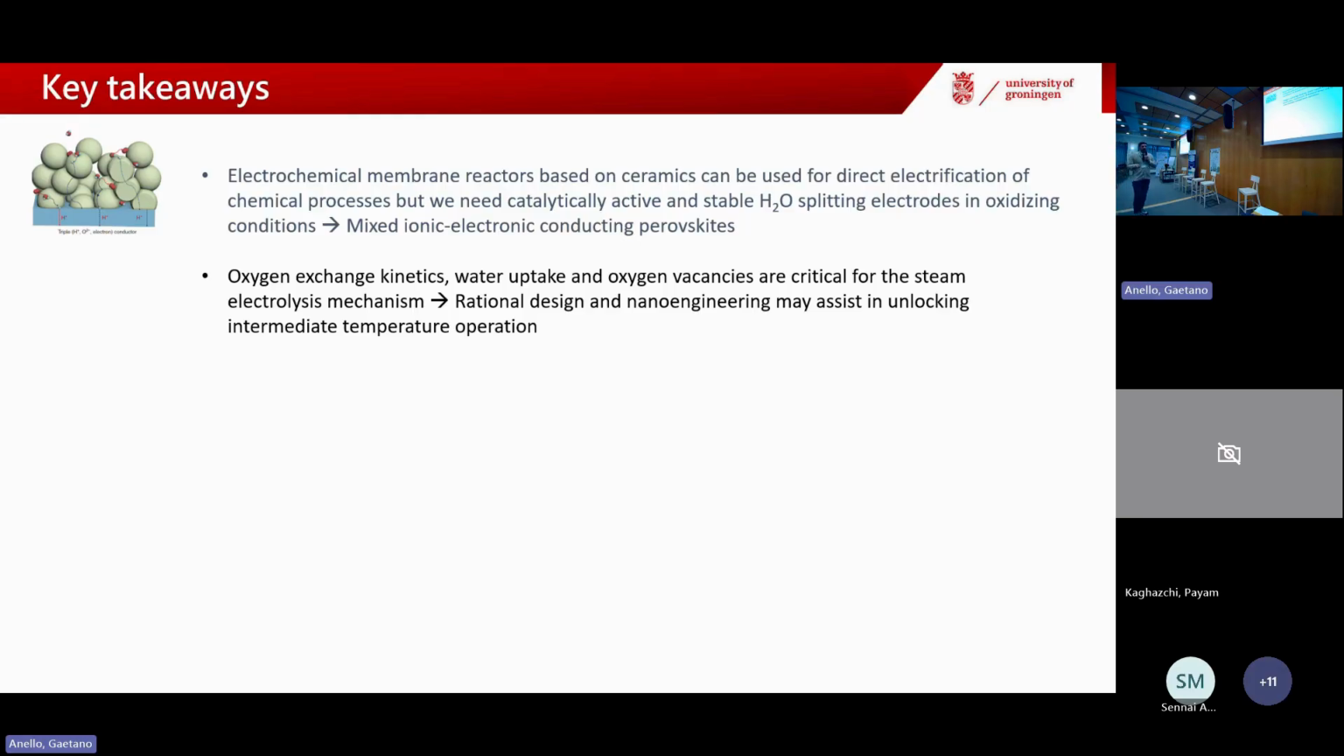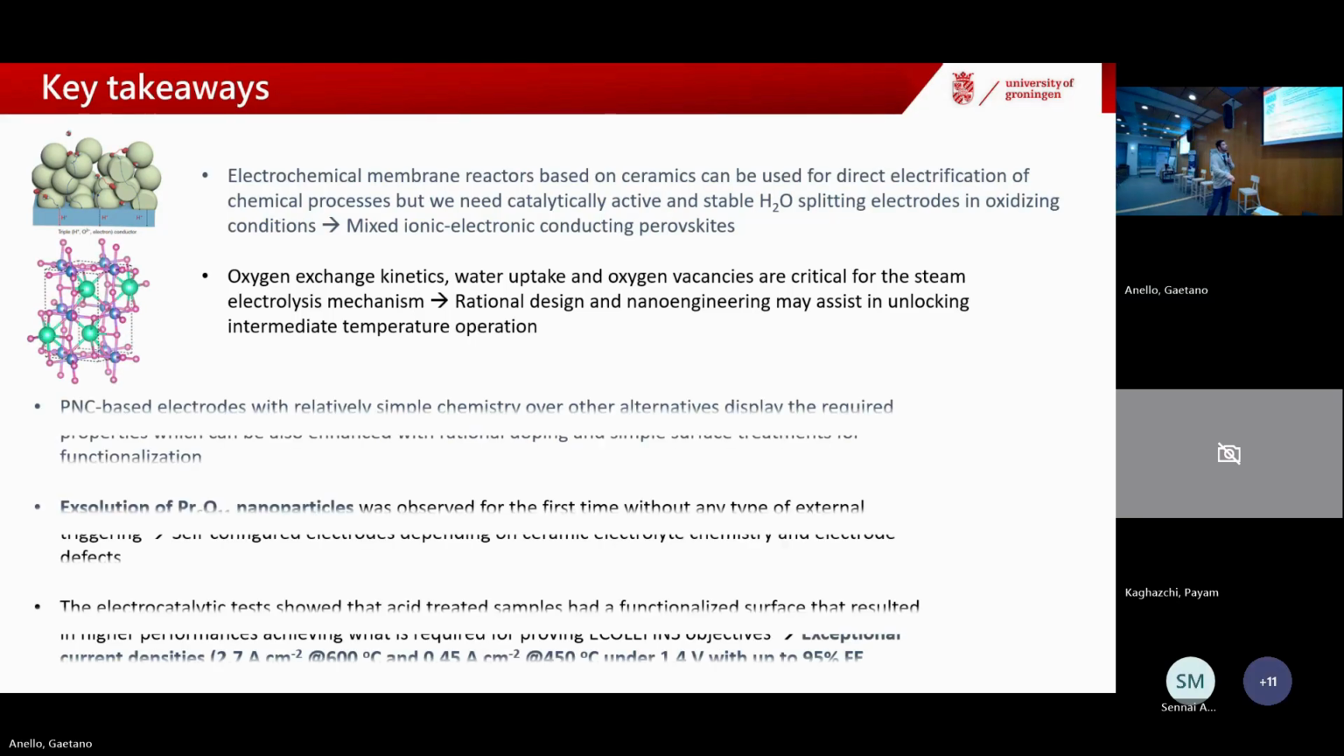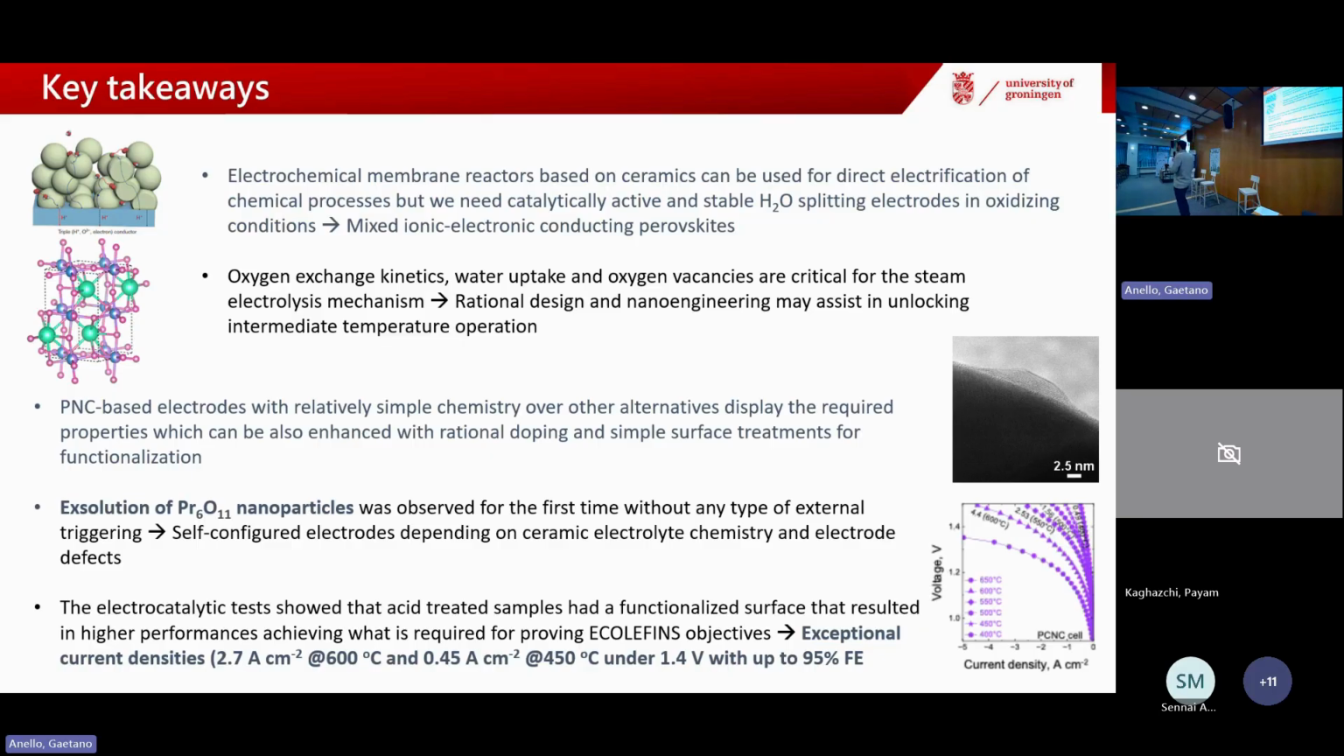We could do something like that by using ceramic materials that possess triple conducting properties: ions, protons, oxygen anions. In this case, we took a rather simple structure like praseodymium nickel cobalt perovskite, and with simple and rational doping and functionalization through acid, we managed to increase its performance significantly. We also observed something completely new, which is the exsolution of praseodymium just by sintering, through the interaction with the electrolyte. And this is something under investigation currently in our group.